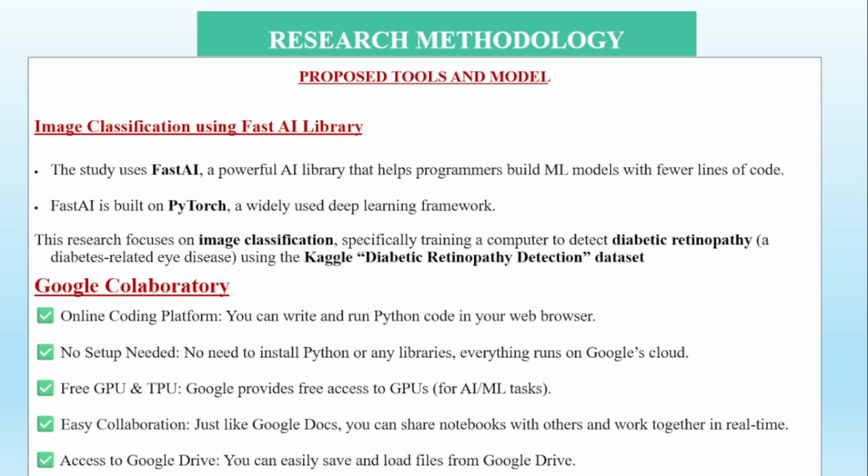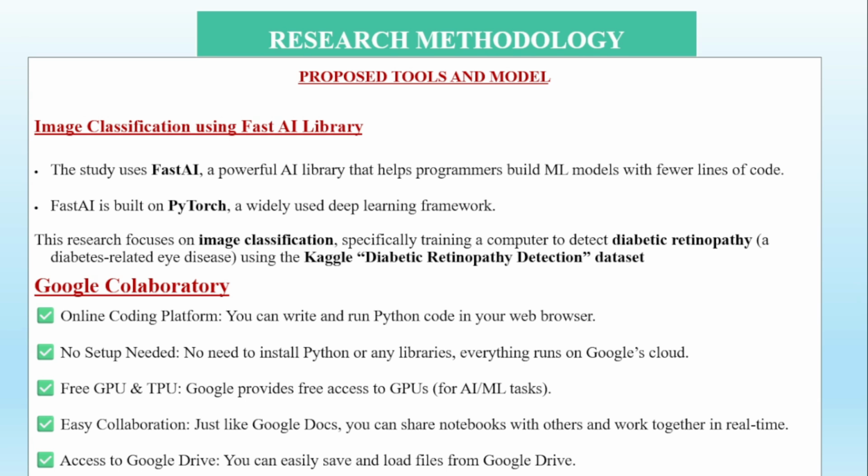Google Colaboratory. Now, this is an online coding platform. Simply, you can write and run Python code in your web browser. No setup is needed. No need to install Python or any libraries. Everything runs on Google's cloud, with free GPU and TPU. Google provides free access to GPU for AI ML tasks. Easy collaboration, just like Google Docs. You can share notebooks with others and work together in real time.